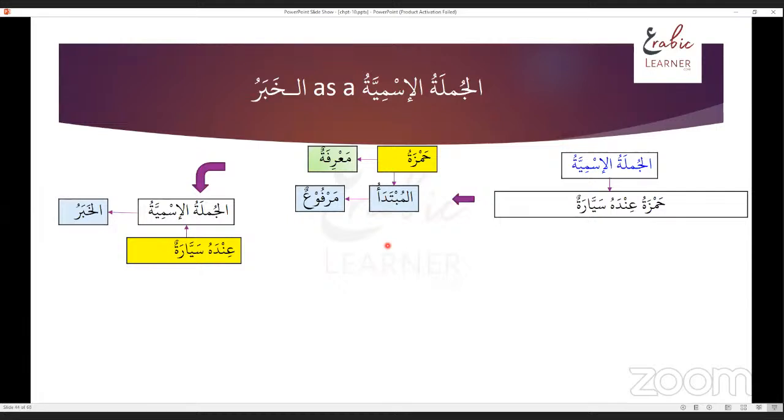Brothers and sisters, did you get this point or not? If you did not, let me repeat this. Here the khabar is the whole jumla itself. And what is the jumla? Indahu sayyaratun. And what does it mean? He has a car. Okay? Now, we can further do the analysis of this sentence, indahu sayyaratun.